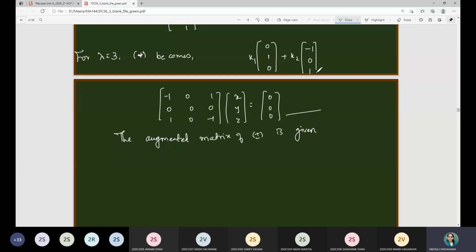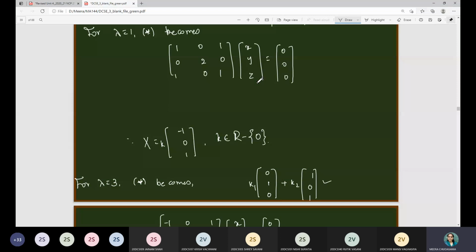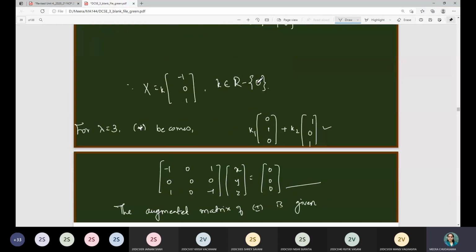Are you sure that you are getting -1? No, I was getting 1 0 1. Please check the entries. So ma'am, I am getting 1 0 1. 1 0 1. This is the correct one. -1 was incorrect. Okay, so we now have 3 eigenvectors corresponding to lambda is equal to 1, 3, 3, right?